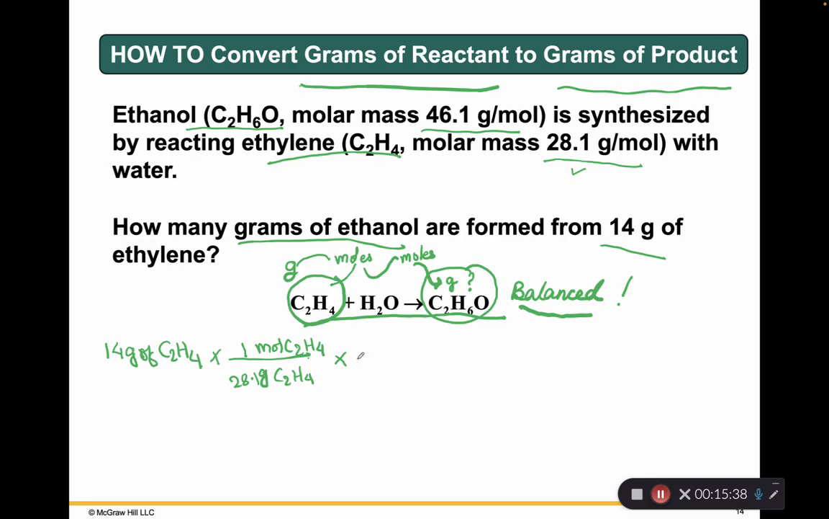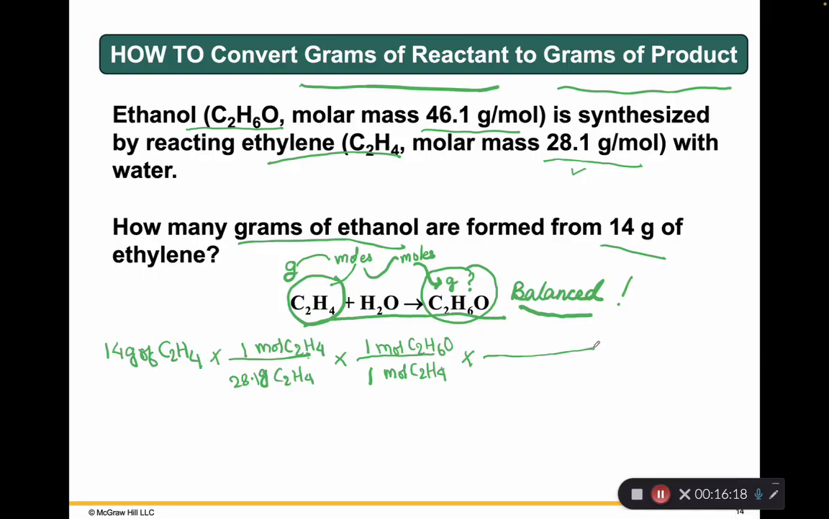Now, I have to go further ahead because I have got the moles of C2H4. The question is asking for C2H6O, right? So I have to cancel this C2H4. I will write moles of C2H4 on the bottom, and moles of C2H6O alcohol on the top. What is the ratio? I have to look at the equation. In this equation, it is simply 1:1, so I plug in 1:1.